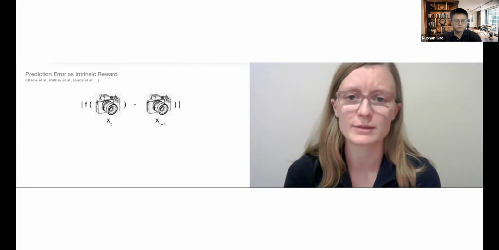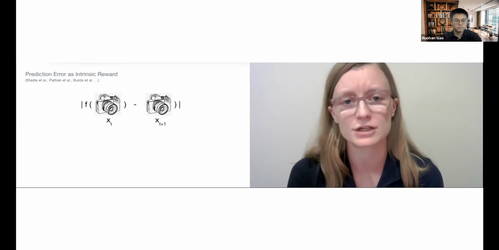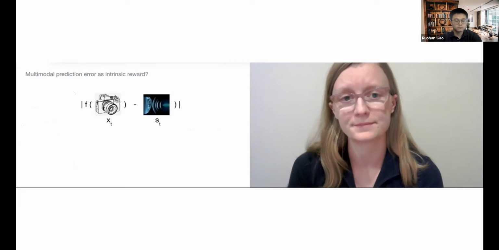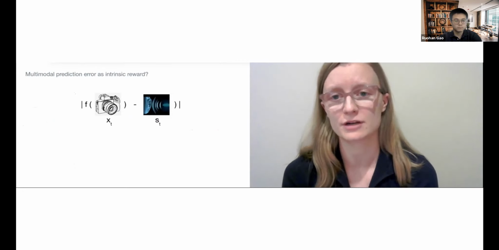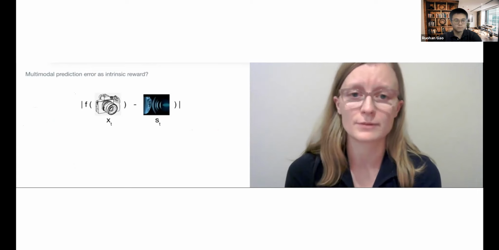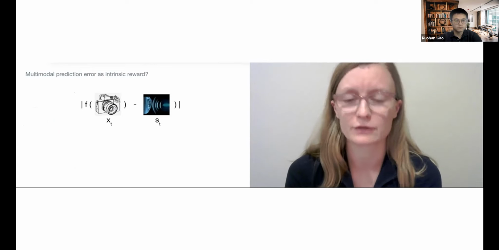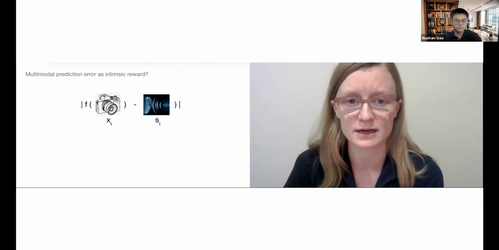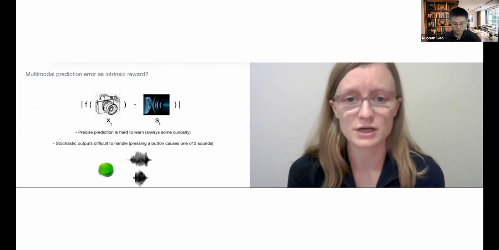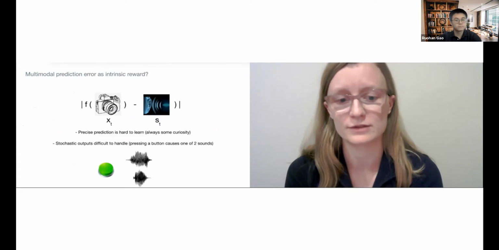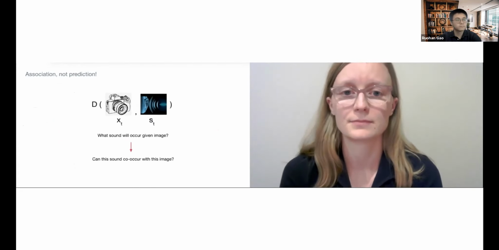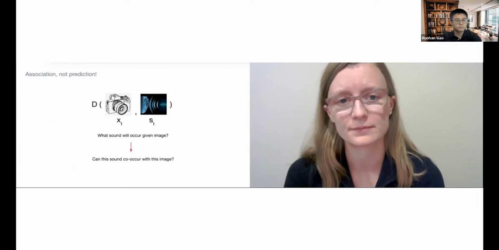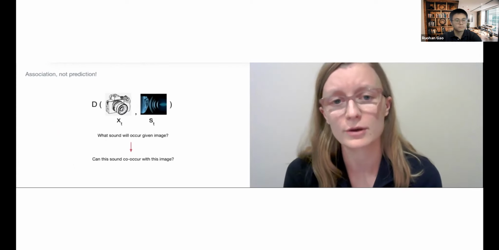One existing formulation for intrinsic reward is prediction error, in which a model predicts the future state from the current state. A multimodal interpretation of this intrinsic reward might be cross-modal prediction, such as predicting sound from an image. However, this definition would still struggle in stochastic settings, such as pushing a button that randomly plays one of two sounds. Instead, we look at association, asking a simpler question. Can this image co-occur with this sound?